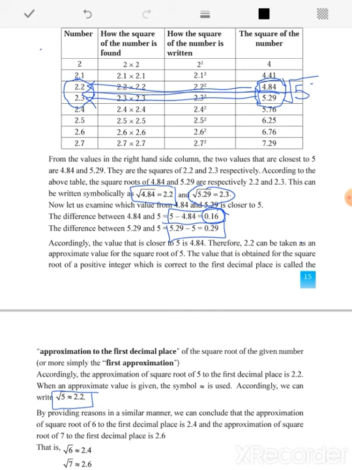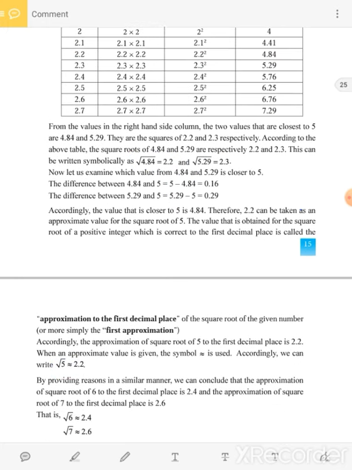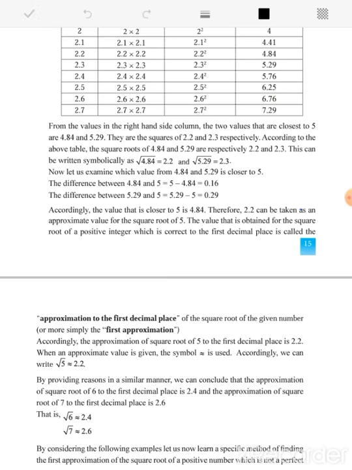Likewise, square root of 6. So let's erase everything. So likewise, square root of 6. So 6 is in between 5.76 and 6.25. So the difference between 5.76 and 6 is equal to 2.4.